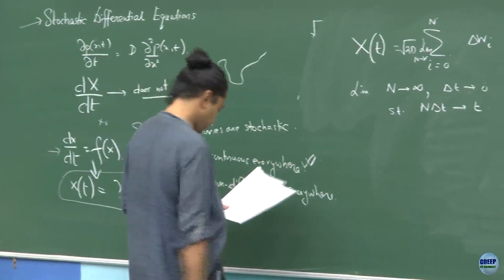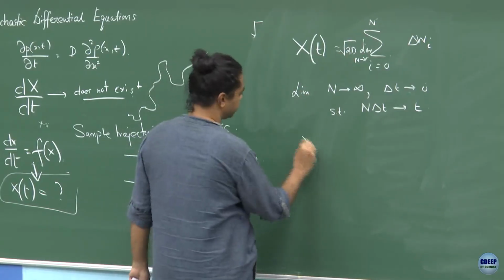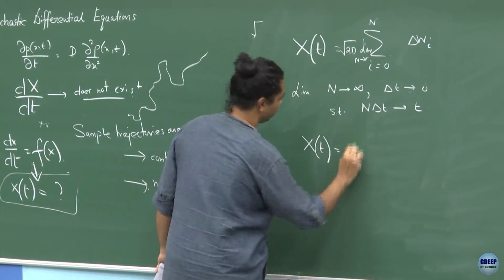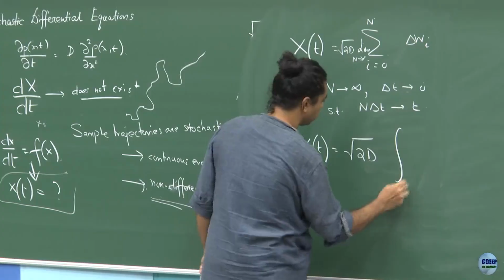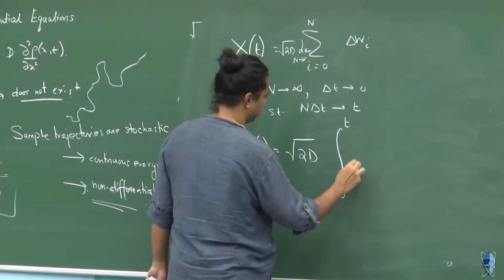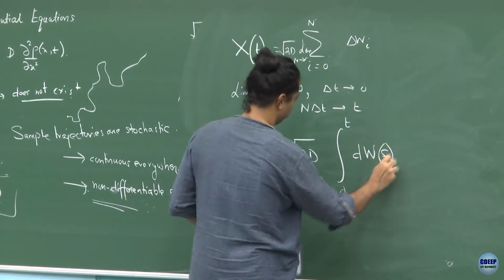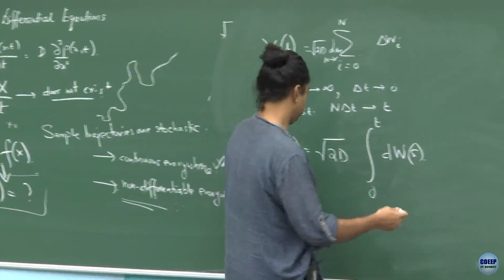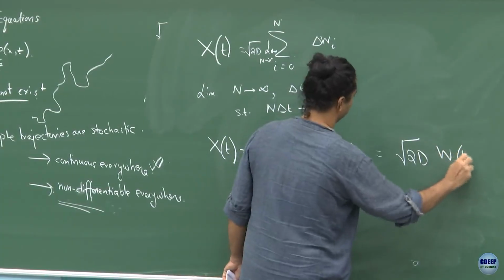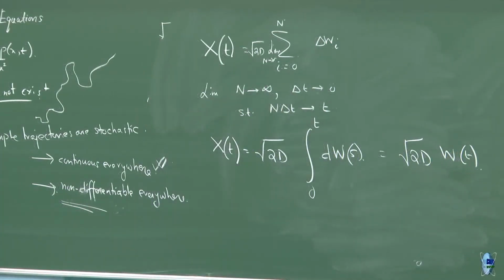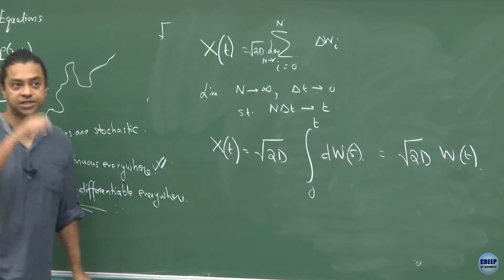Okay, so this is what I want to do. Essentially the summation will become an integral. So x of t is square root 2d integral 0 to t, let me call that delta w as some dw of s, or if you want, we can write this as square root 2d, this w of t. And this w of s that I have constructed right now is called the Wiener process.